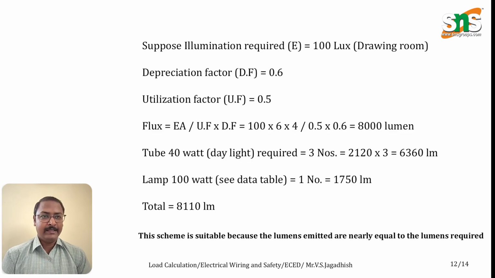How many lights have to be provided to get that kind of illumination is calculated in the last 3 steps. A tube light, that is a fluorescent light of 40 watts, gives 2000 lumens, and a lamp of 100 watts which gives 1700 lumens can also be used. This is only for lighting purposes. So when you add 6360 plus 1750, we have about 8000 lumens, which is approximately the flux we have calculated. So we need 3 tube lights and 1 lamp to get that illumination in the drawing room.